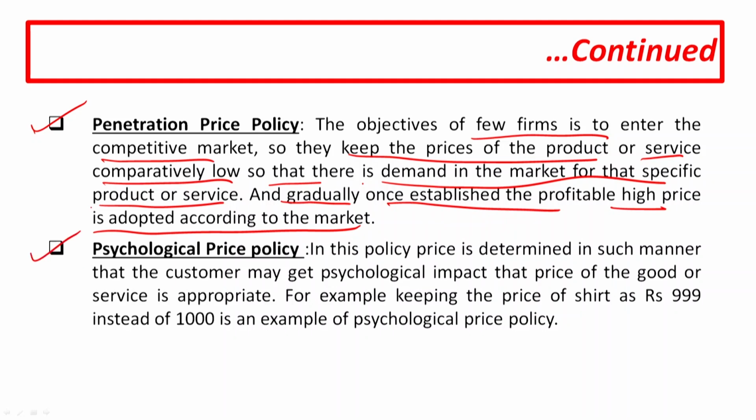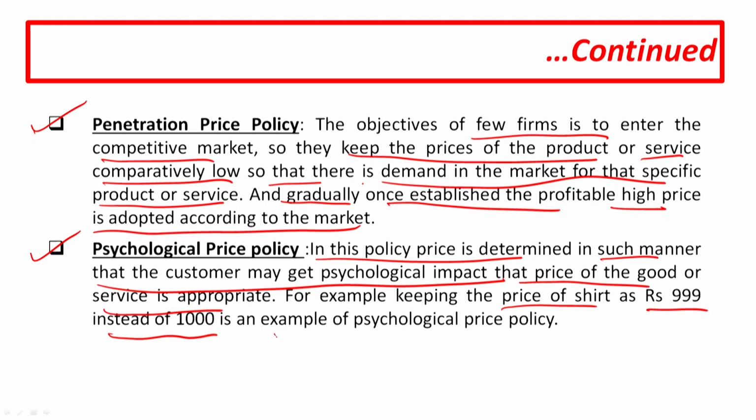The next is psychological price policy. In this price policy, the price is determined in such a manner that the consumer may get a psychological impact that the price of the good or service is appropriate. For example, keeping the price of a shirt at rupees 999 instead of rupees 1000 is an example of psychological price policy, which means you are considering the psyche of the customer and accordingly you are framing strategy.